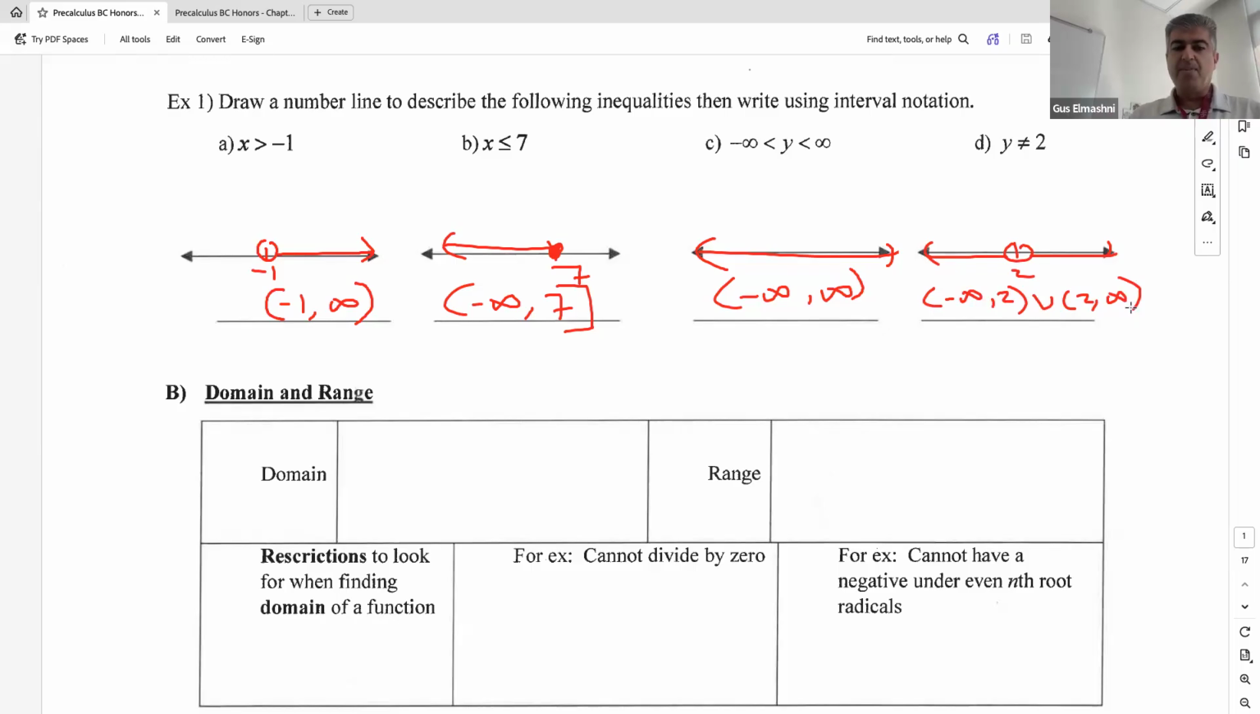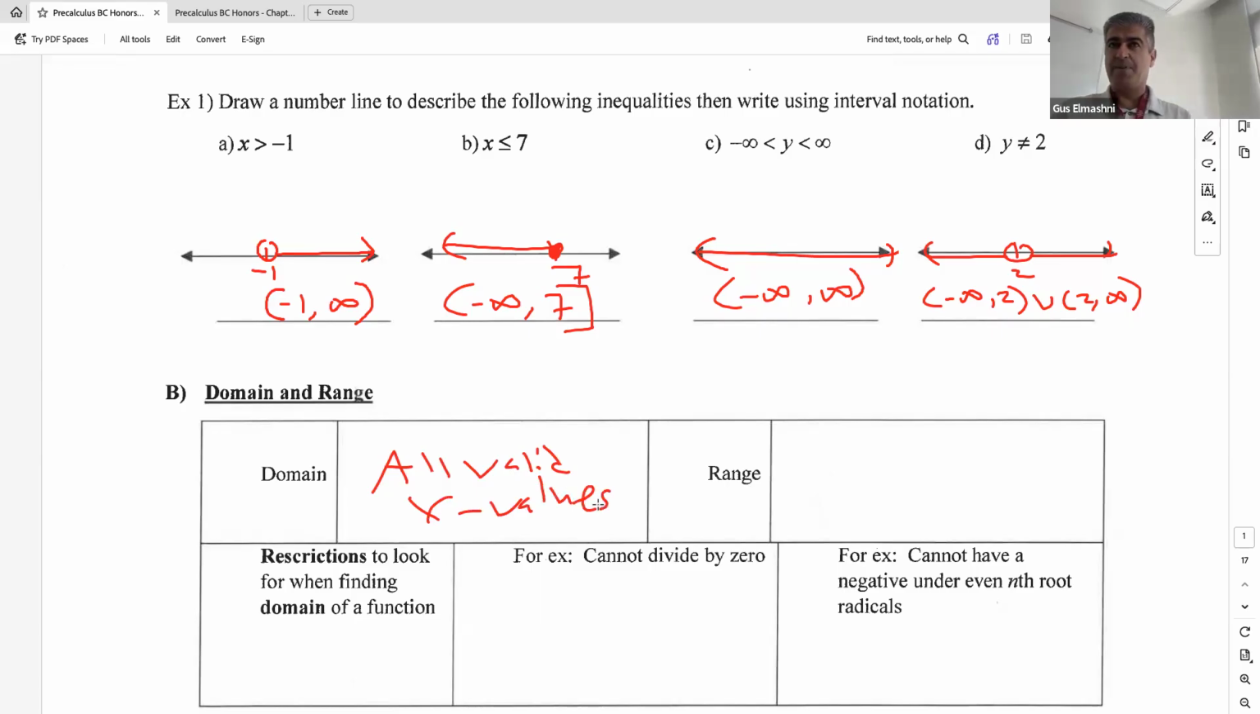Cool. Okay, domain and range. Domain is going to be all valid x values. My handwriting's not the neatest, so do not hesitate to ask me if you can't read something. You're not offending me whatsoever. And the range is all valid y values, anything that you can get as an output.